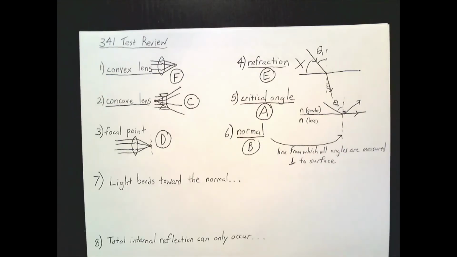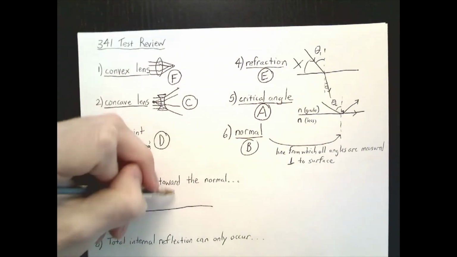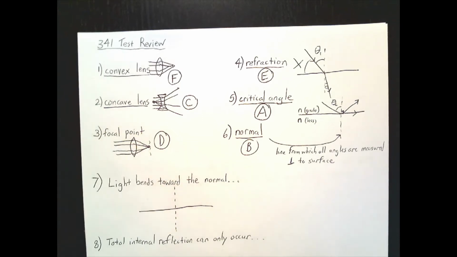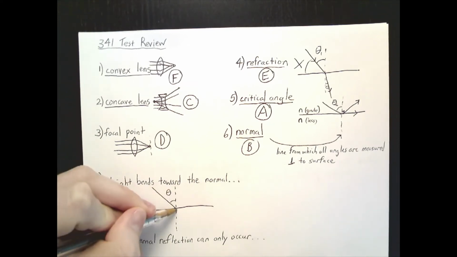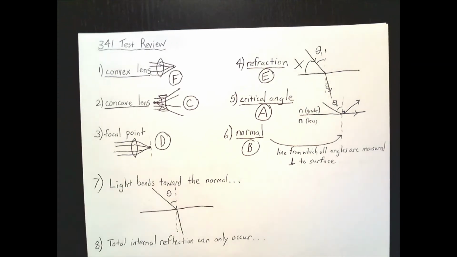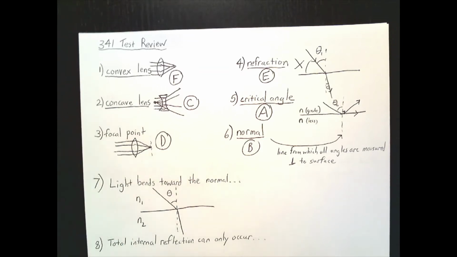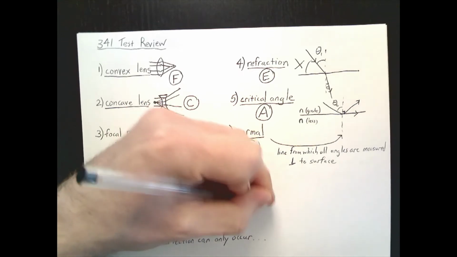This next part, we have light bends towards the normal when the second material has a greater index of refraction than the first. So drawing a picture is very, very key to these kinds of problems. If you're not starting your problem off by drawing a picture, you're doing yourself a real disservice. So here we have light bending towards the normal. So the angle starts one way and it gets tighter, bent more towards the normal, when N2, the second material, has a greater index of refraction than N1. So we need N2 to be greater than N1.